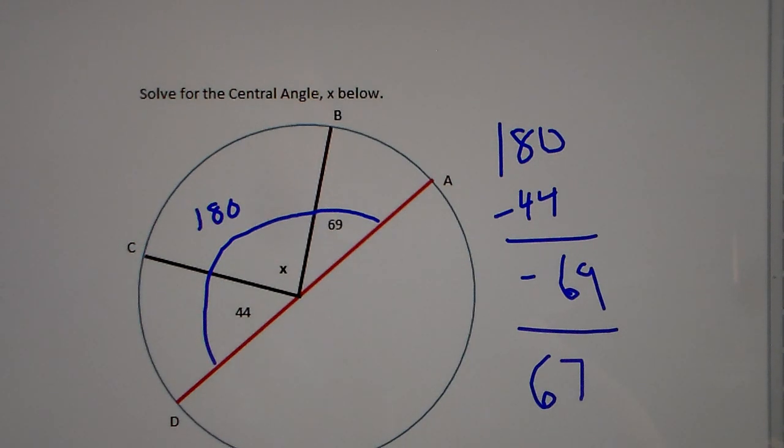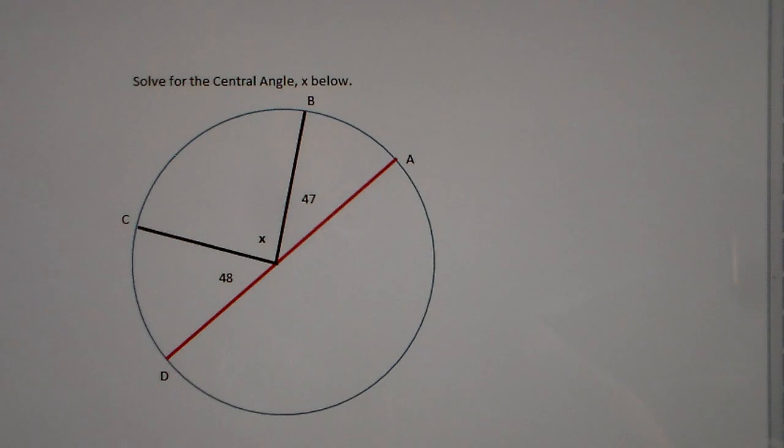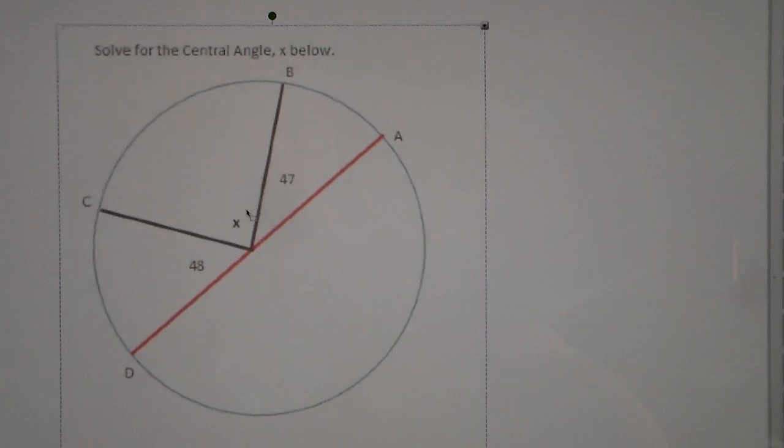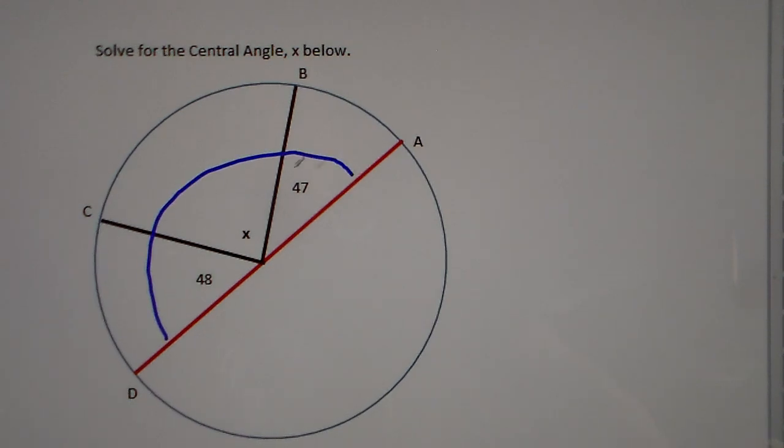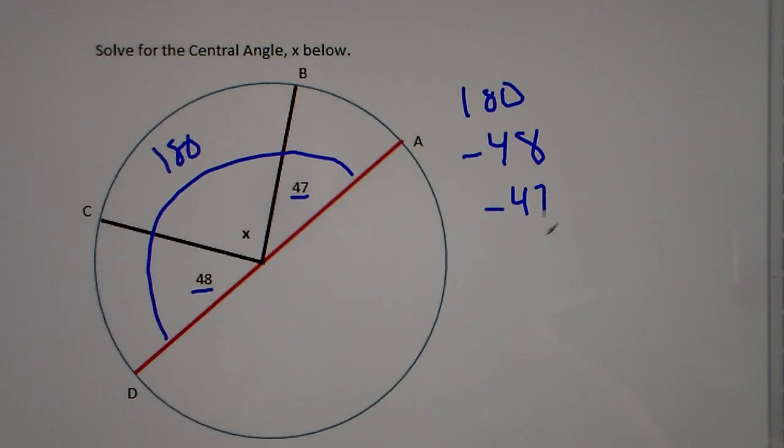Hopefully you're feeling pretty good about this. Why don't you try this one on your own? Make it a little bit bigger just in case. We got 180 degrees on one side of a line. This is a 48. This is a 47. So we do 180 minus 48 minus 47. And we get 85. So the value of x is 85.